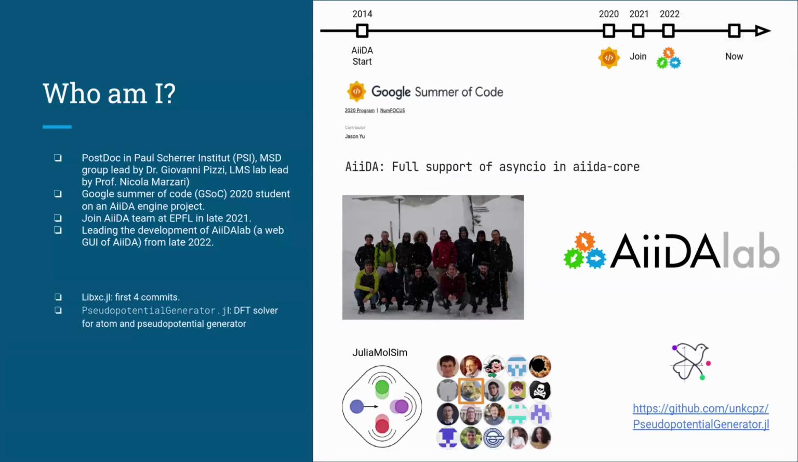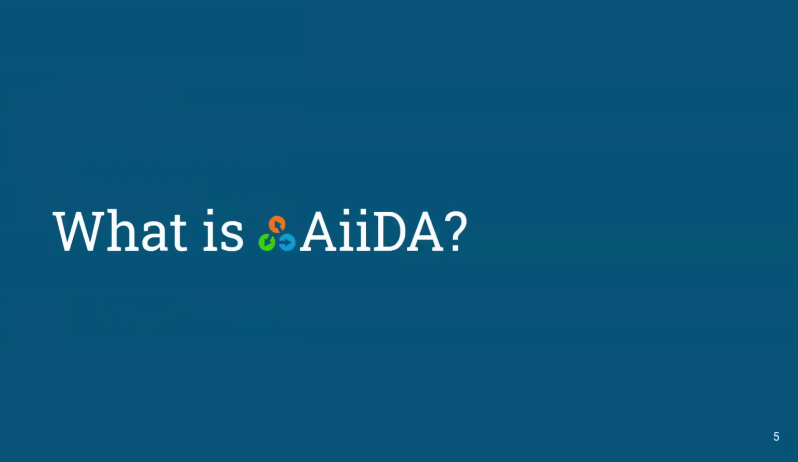Besides, I'm also a young junior user. You may not notice that I'm this cat here. And now I'm also working on a Julia package, a pseudopotential generator, which is a DFT software for atomic systems and can be used to generate pseudopotentials. I'm not very expert on this Julia thing, so there's still a lot of space to improve. So, moving on. What is AiiDA?